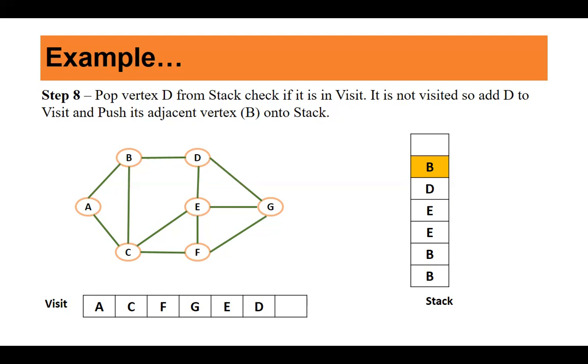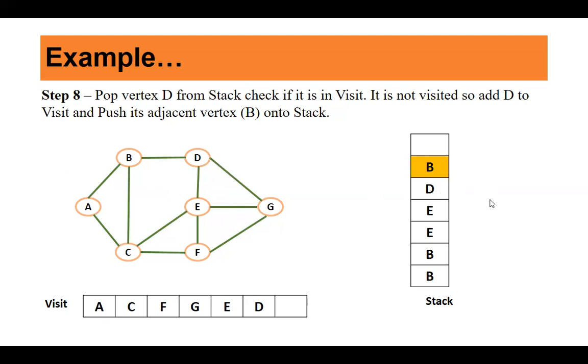Fine. Now next again, pop out B, the stack top. Check if it is in visit. It is not in visit, so add it to visit. Once you pop out B and add it to the visit, now visit is full. Remember, the size of visit is the number of vertices in the graph. When the visit is full, that means all the vertices are visited. So no more vertices will be pushed onto the stack.